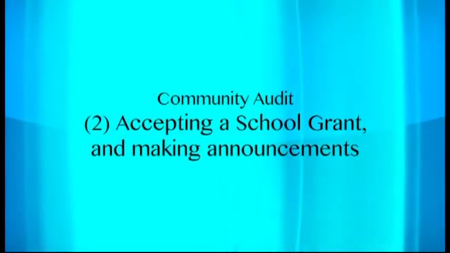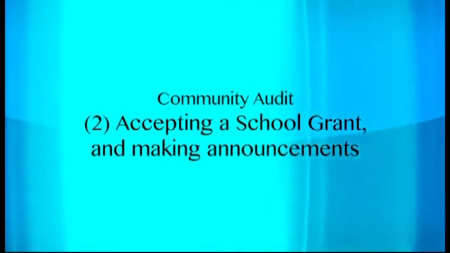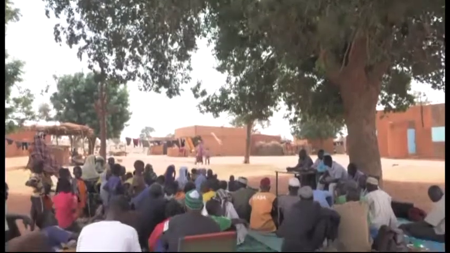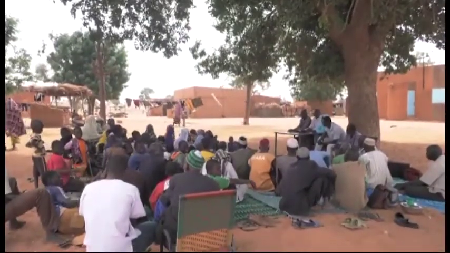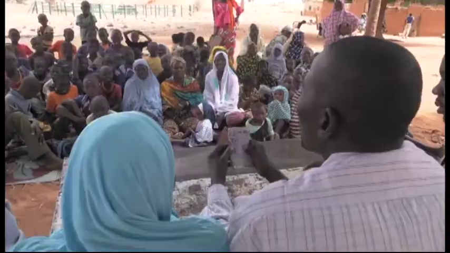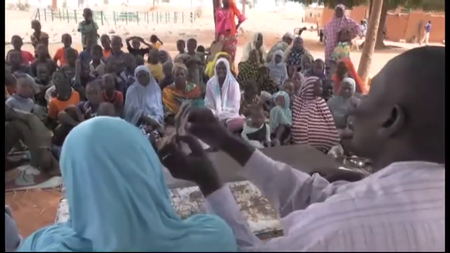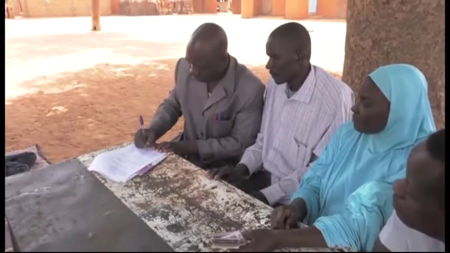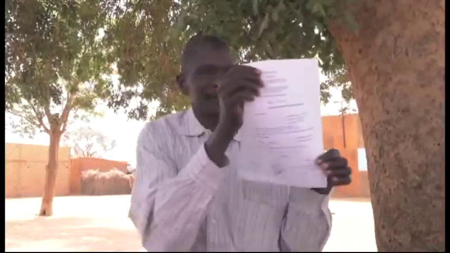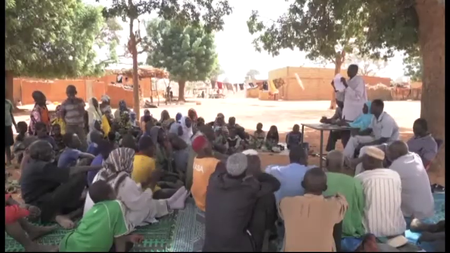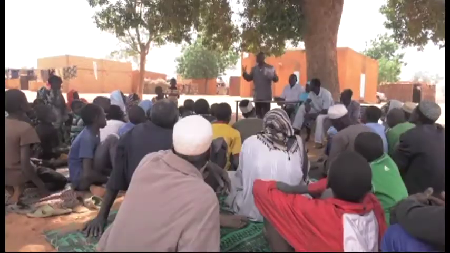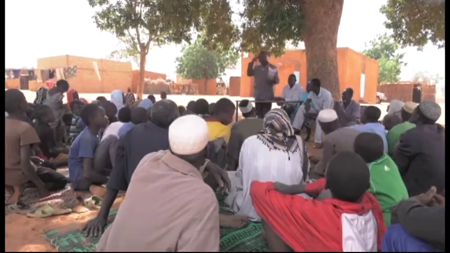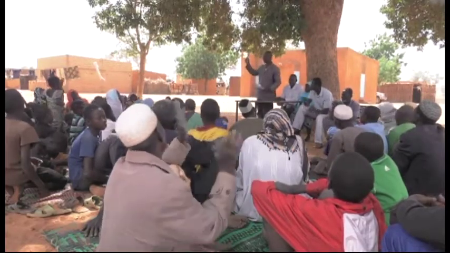2. Accepting a school grant and making announcements. Subsequently, another community meeting is held. The amount of school grant is confirmed by community members and a receipt signed. Finally, the school management committee and community members confirm together the amount received and a certificate of receipt. After the receipt of the school grant is completed, activities designed to improve pupils' scholastic achievement, which the grant is aimed at, are decided on.